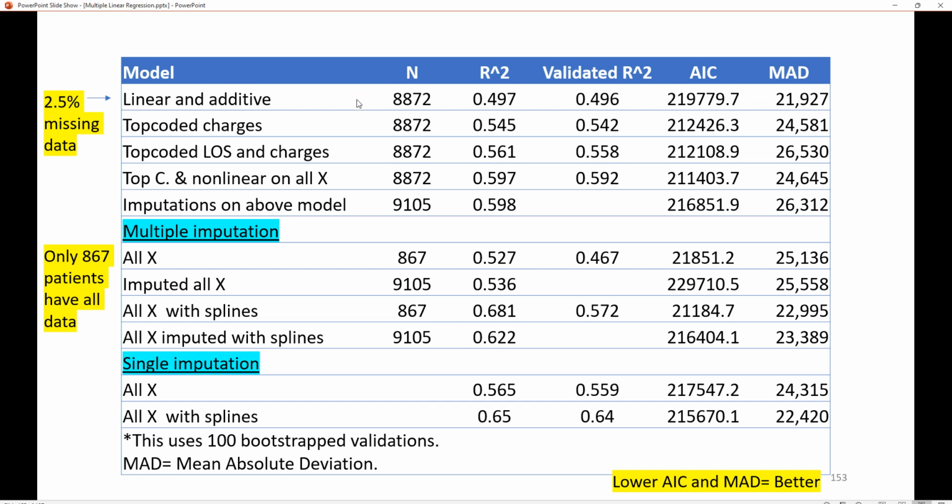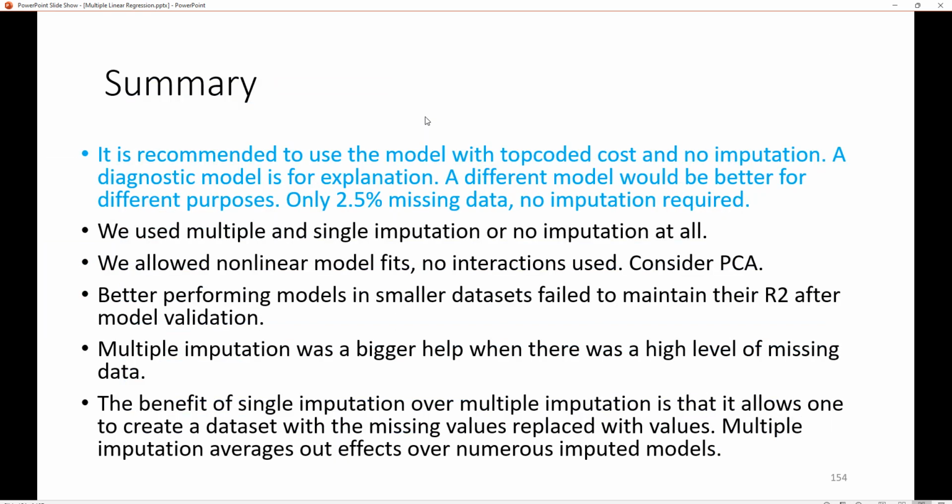And I think I forgot to mention in this top section, we don't always have all the predictors in there. We just kept the main ones that would give us 8,872 rows of data. So multiple imputation wasn't a big help when we had fewer predictors that had only 2.5% of the data missing, but when you added in all those other predictors, that did help performance.